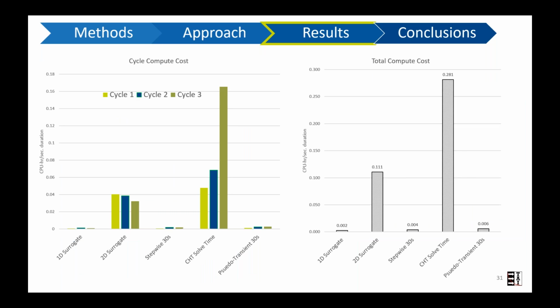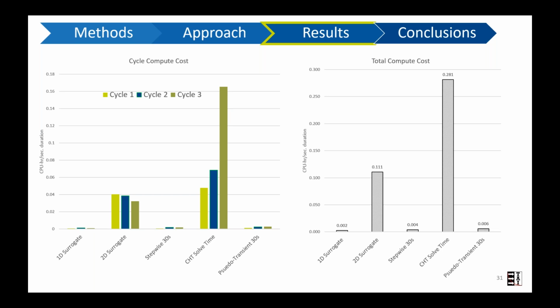Then let's look at the computational costs of running each method. So again, we see the surrogate methods, the stepwise, the conjugate heat transfer, and the pseudo-transient method. The 2D method shows a significant increase, and this is driven by the custom harness overhead. But soon a 2D option will be available in Cotherm, which will greatly reduce the overall time.